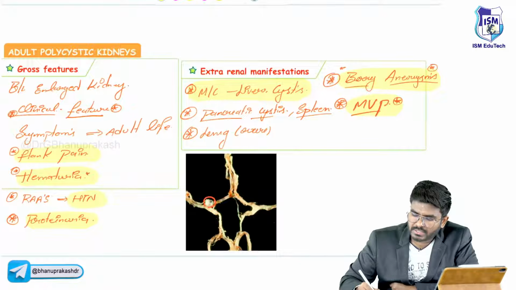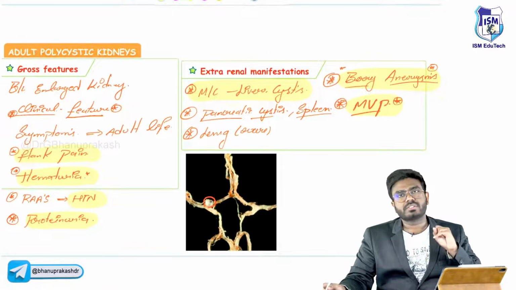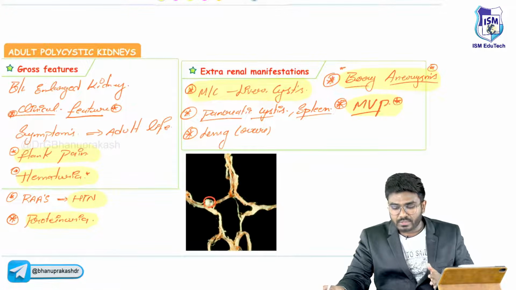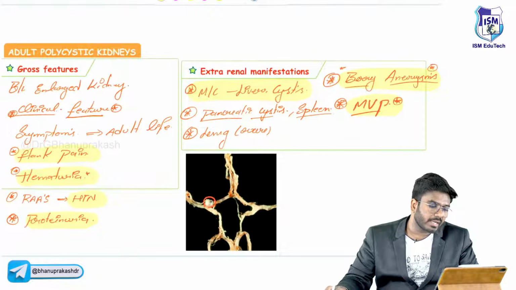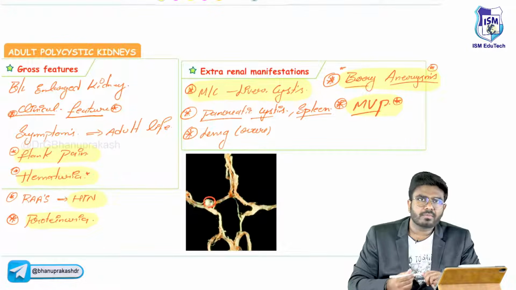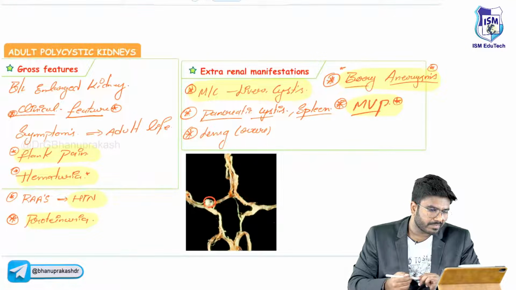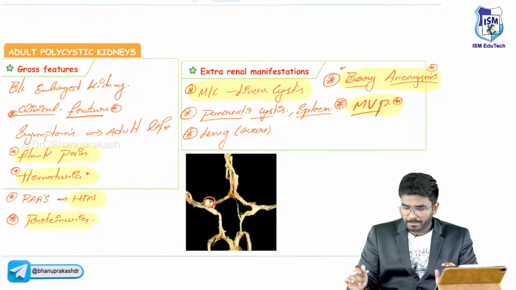The most common extrarenal cysts are liver cysts. So remember, whenever you see mitral valve prolapse with berry aneurysms, cysts in the kidney and liver, think about autosomal dominant polycystic kidney disease. So these patients are going to have hypertension because of RAS pathway activation. These patients are also at risk of kidney infections because of blockage of the ureters.